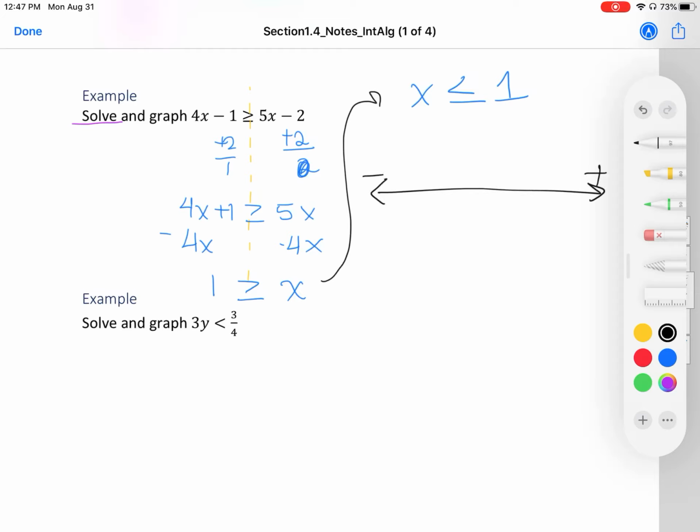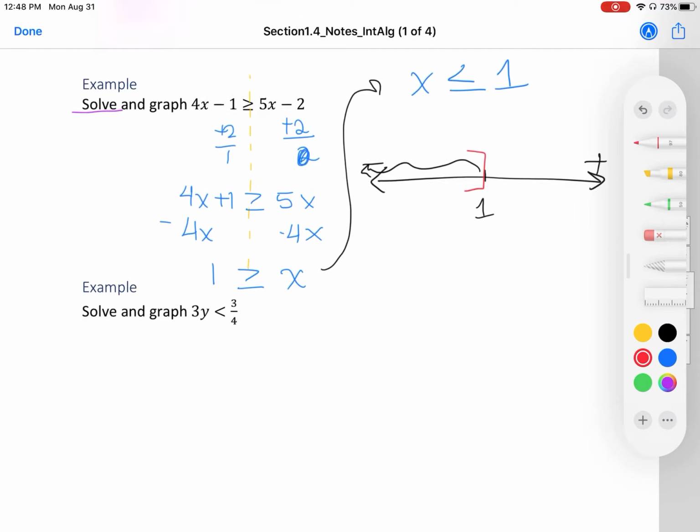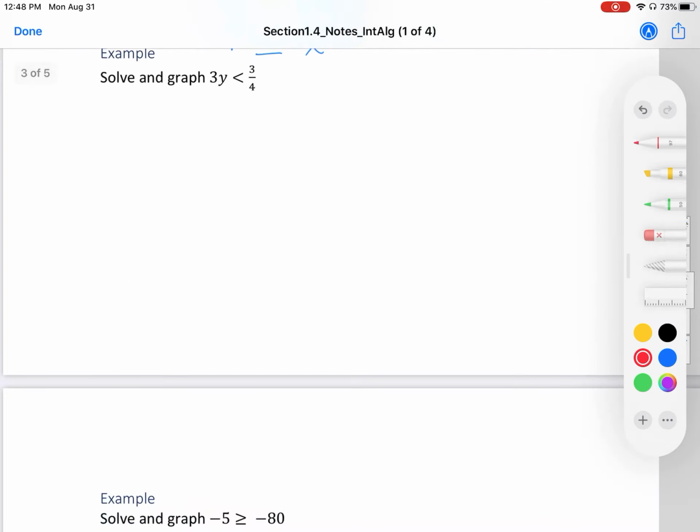Okay, so x is less than or equal to 1. So we have 1, and the numbers less than 1 are to the left. And because it's equal to, I want to use a bracket or a closed circle. Let's go on to the next one.